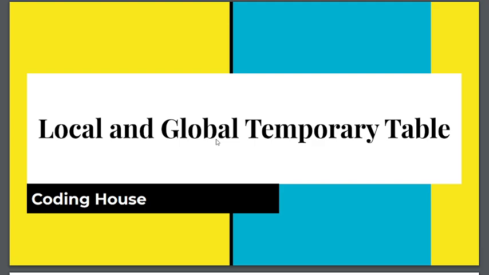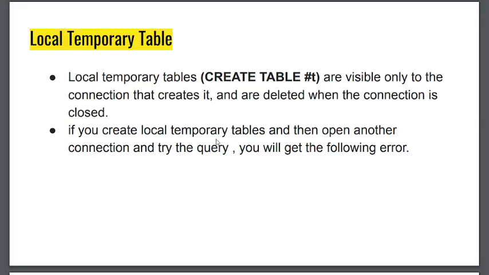So let's get started. First, we have the local temporary table. What is the definition of a local temporary table? Local temporary tables are visible only to the connection that creates them and are deleted when the connection is closed. Second, if you create a local temporary table and then open another connection and try to query it, you will get an error. These are the points you should remember while creating local temporary tables.